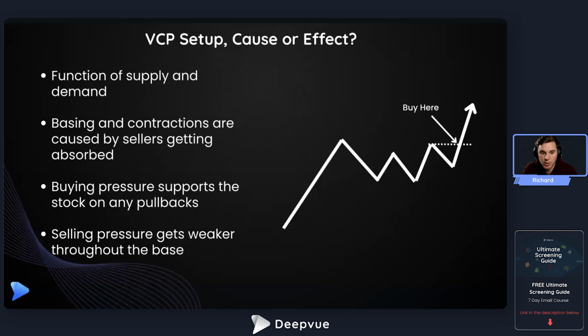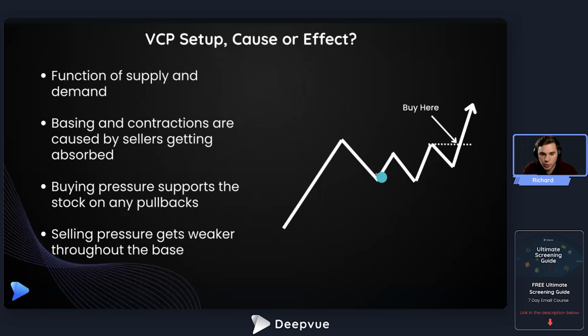So they're looking to accumulate the positions, and that's what creates uptrends and also creates this VCP pattern during bases. I pretty much went through these already, but basing contractions are caused by sellers getting absorbed, and with each pullback during the base, you often see price action get tighter and tighter because fewer and fewer sellers are coming in at each point.